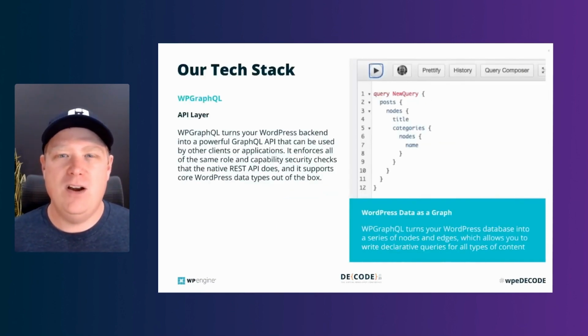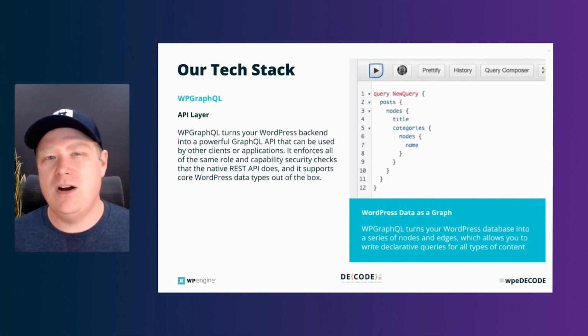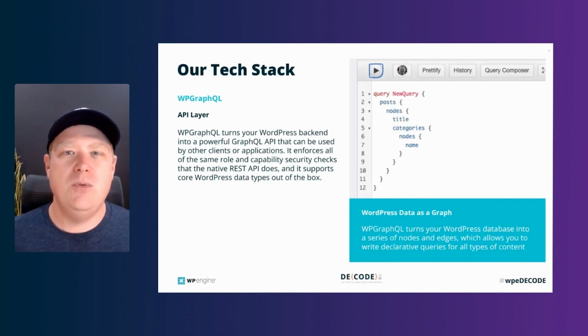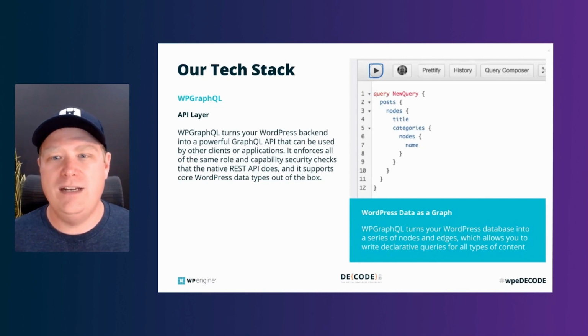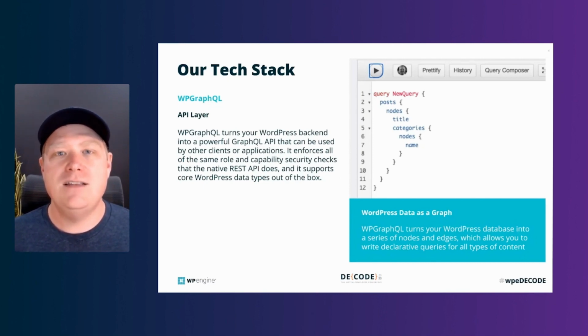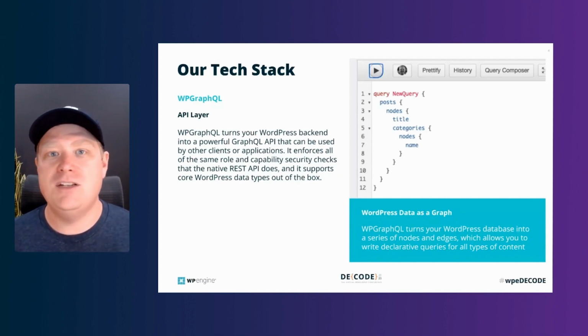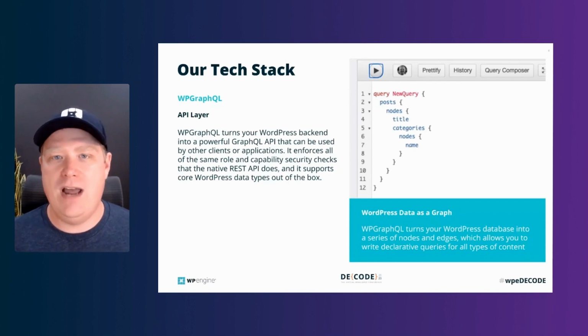At our backmost layer, we'll use WP GraphQL as our API. WP GraphQL turns your WordPress backend into a powerful GraphQL API. It enforces all of the same role and capability security checks that native WordPress and the core REST API do. WP GraphQL is a great choice for developing headless applications because using its declarative query language, we can query for different content types all across that content graph. So getting posts, pages with their categories all in the same request.